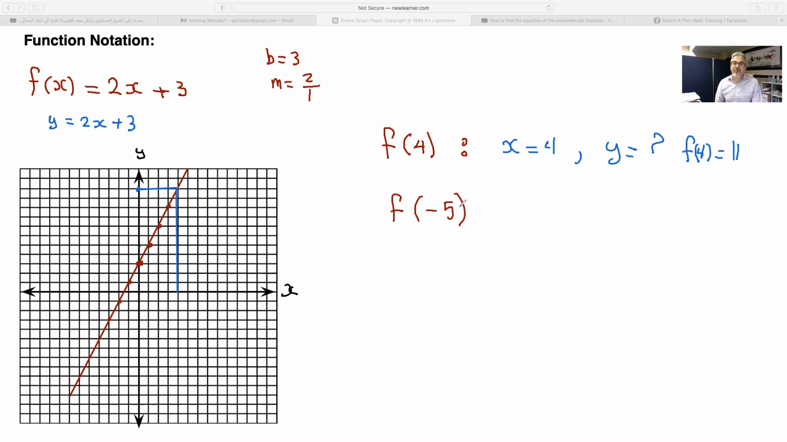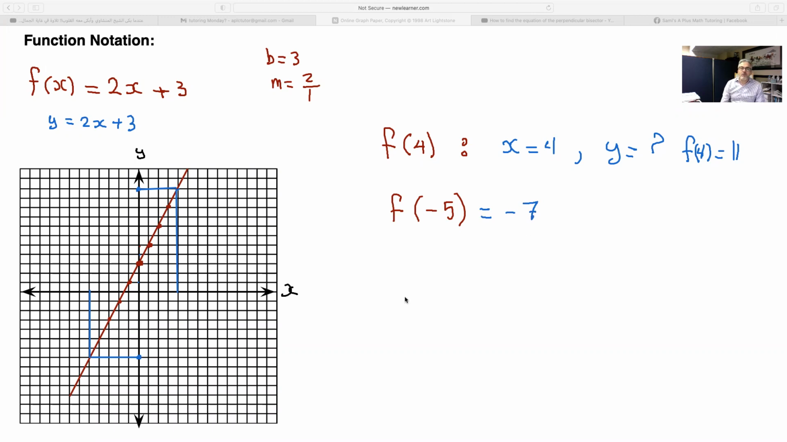When they say what's f of -5, again, you go to where x is -5. So that's 1, 2, 3, 4, 5. Now you're going to go down to be able to touch the graph. So right there, and then you go horizontally till you hit the y-axis. You want to find out what the y value is right here. So that's 1, 2, 3, 4, 5, 6, 7. And so f of -5 gives you -7.